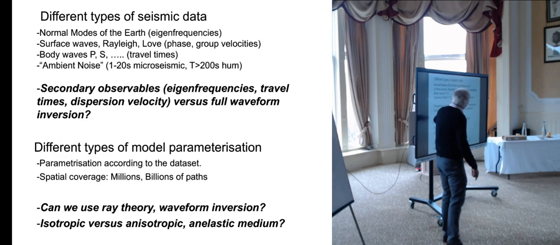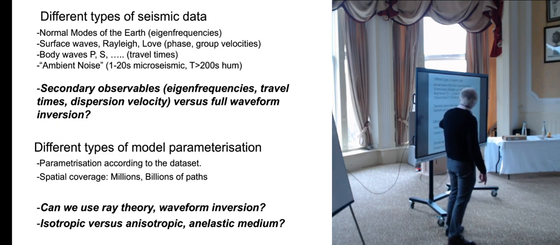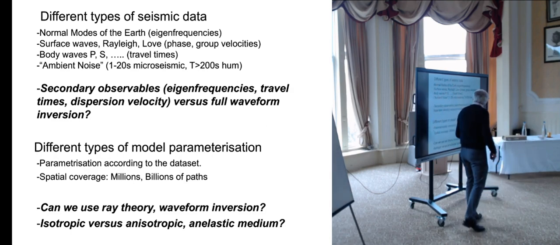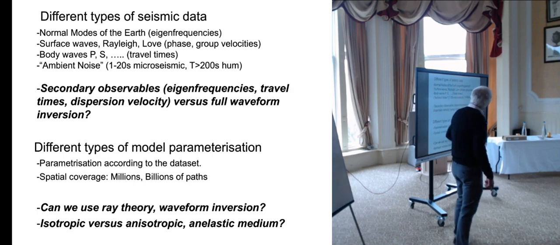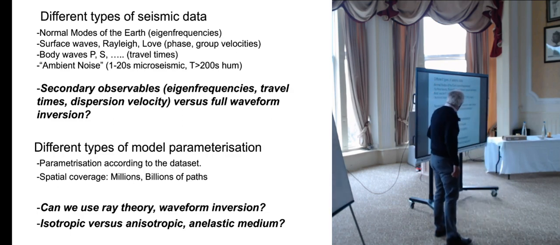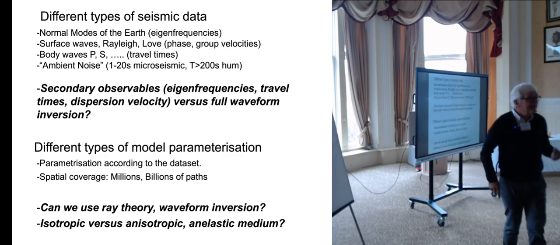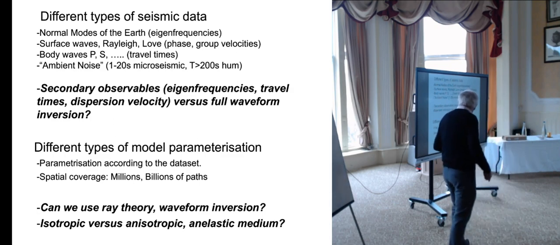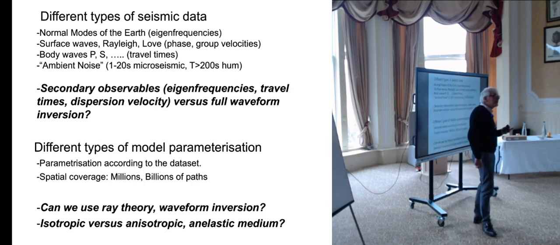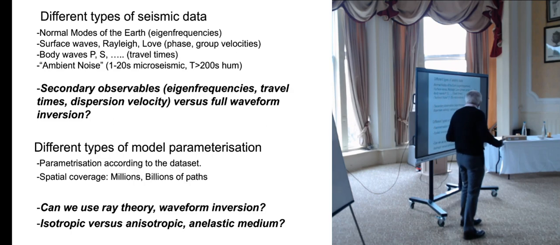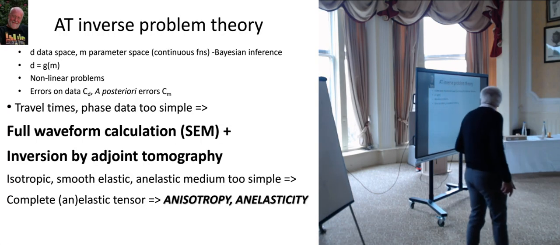Okay, so to summarize what I said: different kinds of seismic data, different kinds of model parameterization, and we have to wonder how to go forward. For many decades, people were using secondary observables, eigenfrequencies, travel times, dispersion velocities, and of course we have to move toward full waveform inversion. Again, in terms of the forward problem, for many years people were using ray theory, but more and more often now we are able to calculate synthetic seismograms in a heterogeneous medium by a spectral element method, for example. And of course, another point is we have to move from isotropic medium to anisotropic and anelastic medium, because in essence the Earth is anisotropic and anelastic.